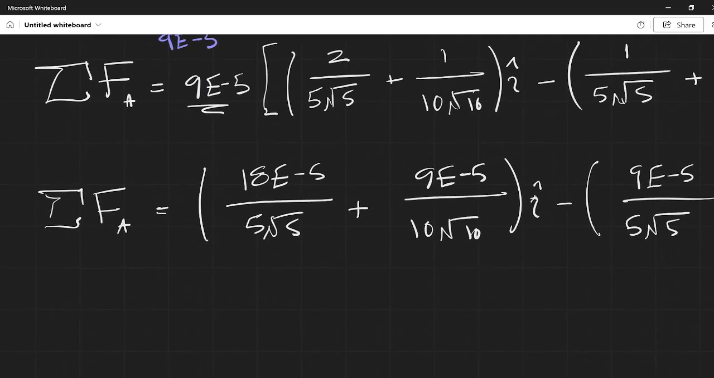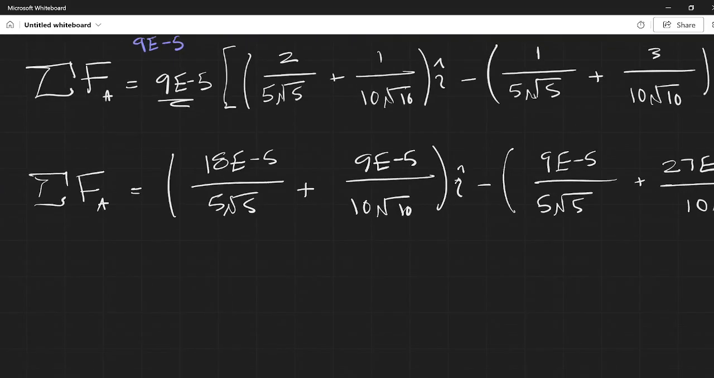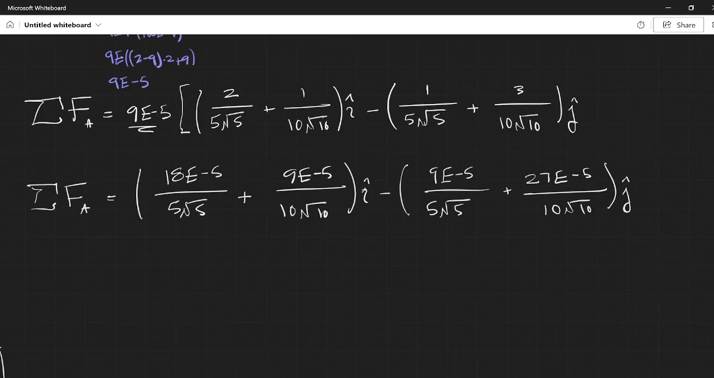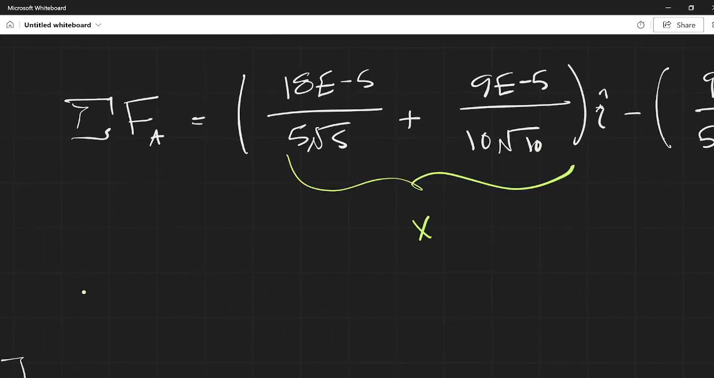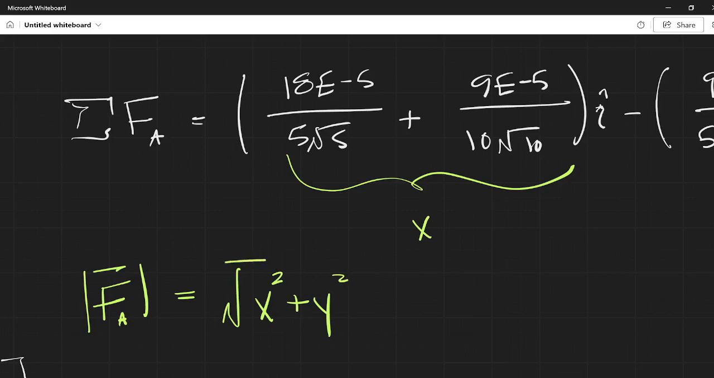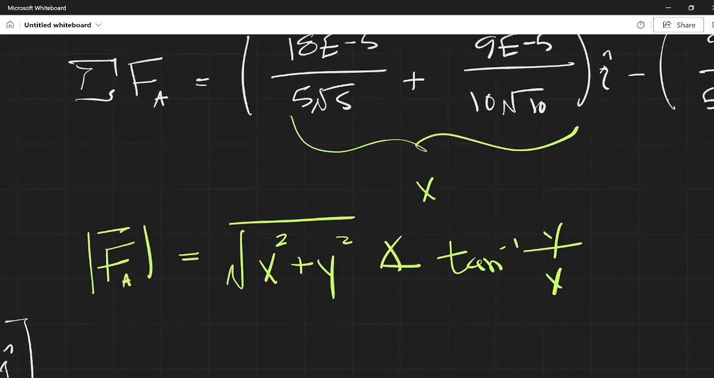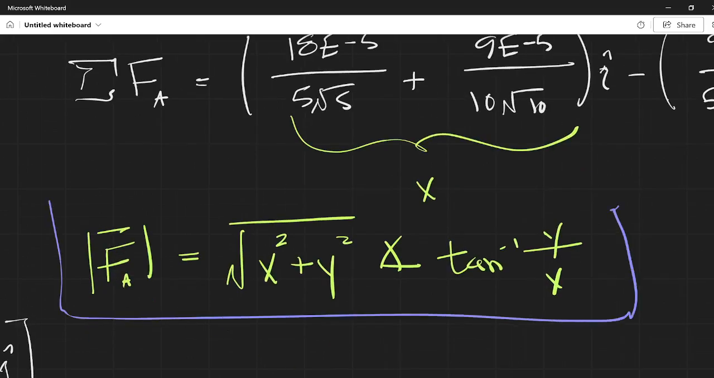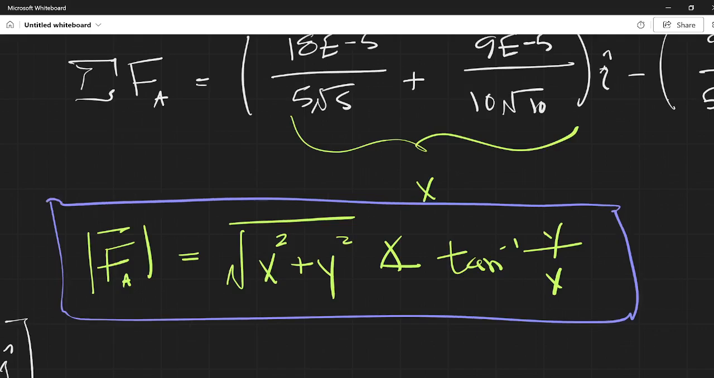If we wanted to find the magnitude of this vector, all we would have to do is we could call this the x component and the y component, and then we can just say that the magnitude of the force vector is just equal to the square root of x squared plus y squared, and then the angle that it's acting at is going to be the inverse tangent of y over x. So you could write it in this polar form as well. Sometimes they'll ask you for this on your homework or on an exam.